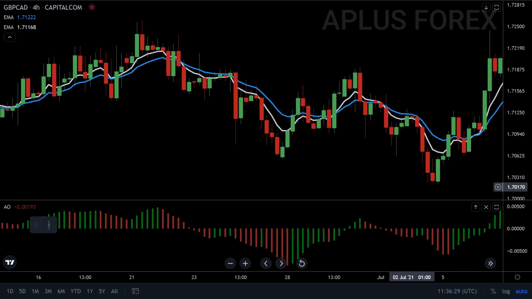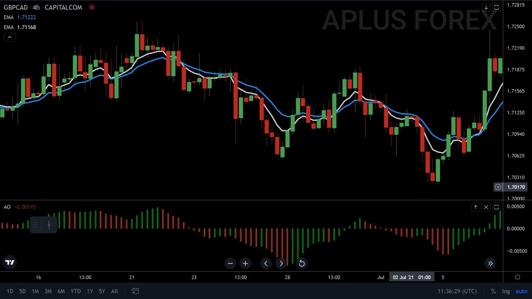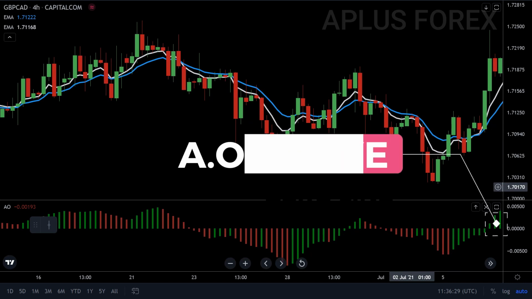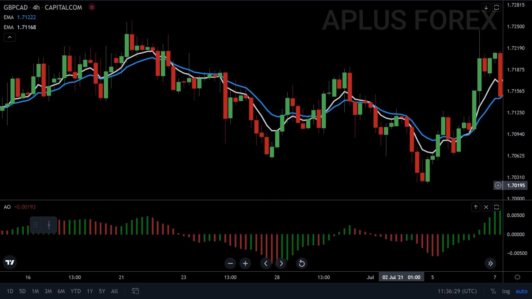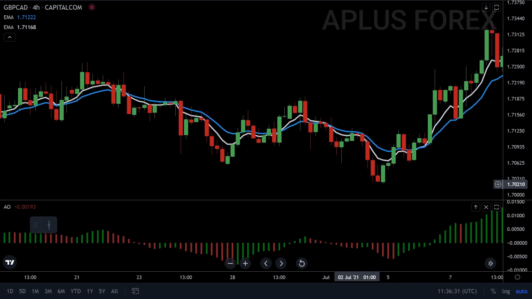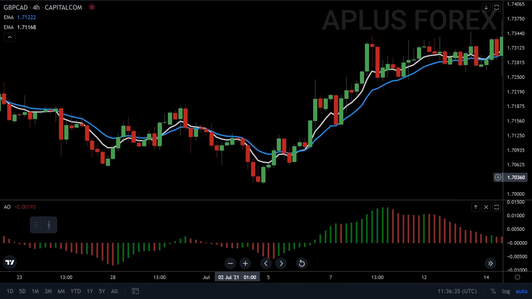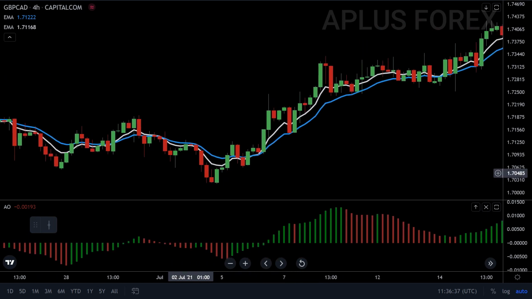On this other chart, we can see the 7 EMA crossing the 14 EMA from below, giving us a signal of a possible trend change to the upside. We wait for the Awesome Oscillator to be above the zero line and take our long position, putting the stop loss just below the swing low point, targeting a 1:2 risk to reward ratio. We can exit the market when we see this bearish twin peak being formed, which suggests a downtrend might start.